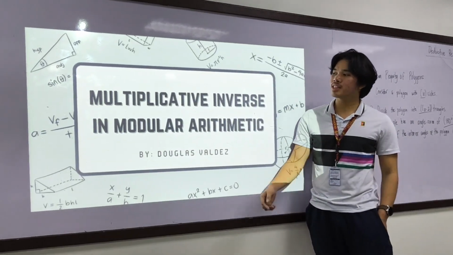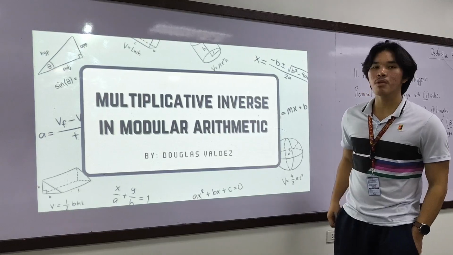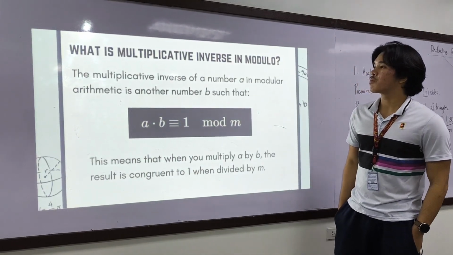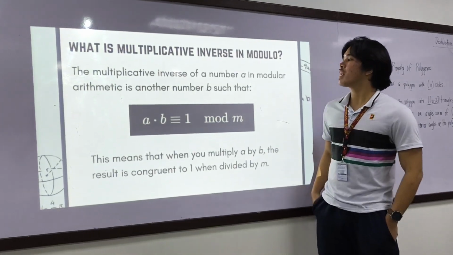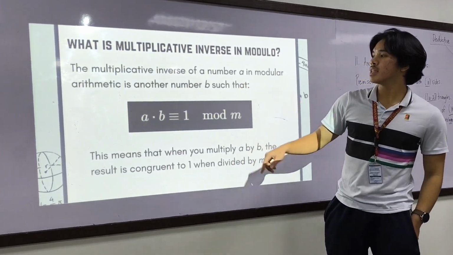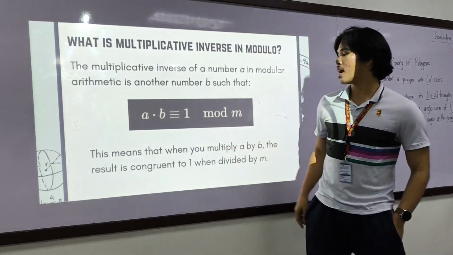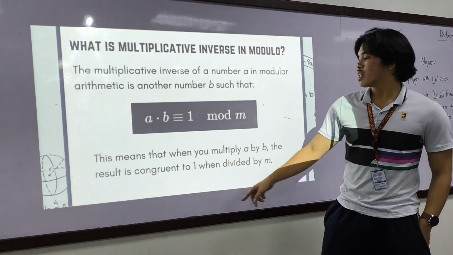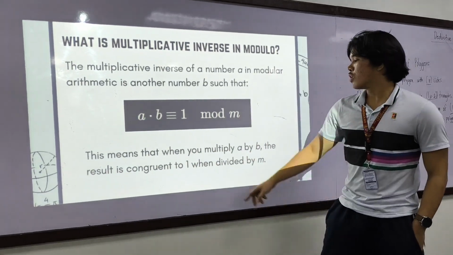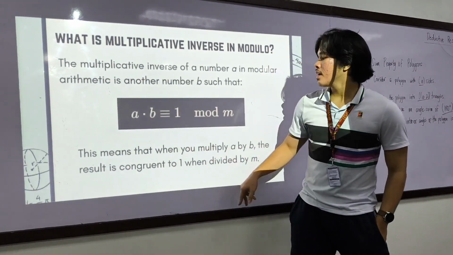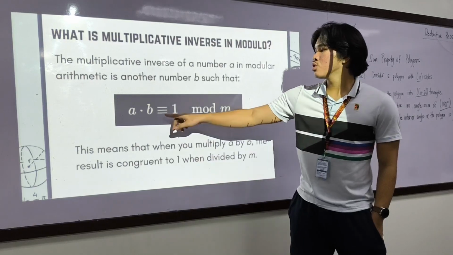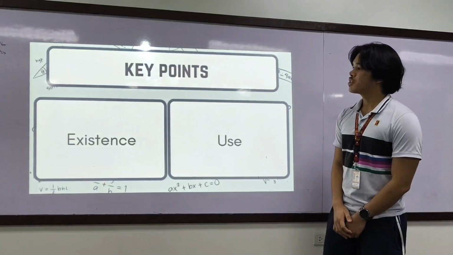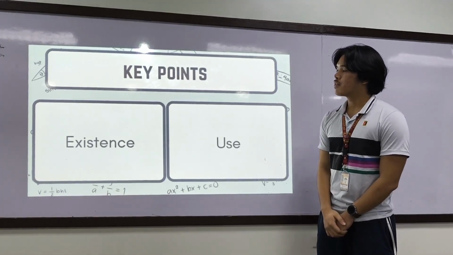Today I will be presenting to you multiplicative inverse in modular arithmetic. So what is multiplicative inverse in modulo? The multiplicative inverse of a number a in modular arithmetic is another number b such that when you multiply a by b, the result is congruent to 1. So when we multiply a by b and divide it by m, it should be congruent to 1, or should have the remainder 1.